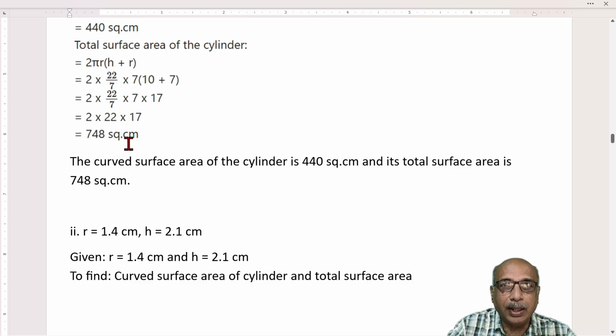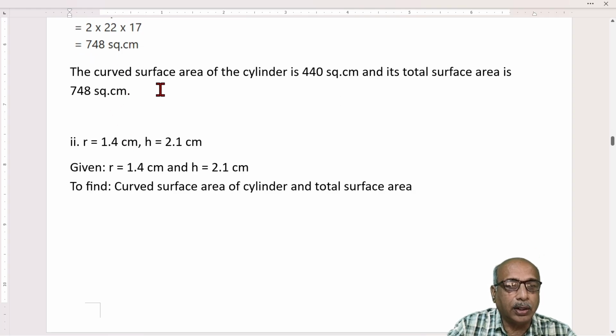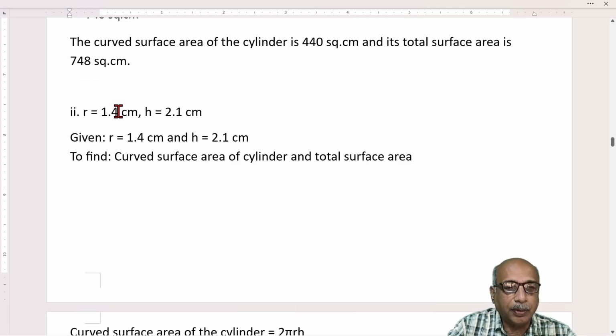Area is given as square unit. Volume is given as cubic unit. Very clear? Area is given as square unit. So the curved surface area of the cylinder is 440 square centimeter and its total surface area is 748 square centimeter. Next problem: radius is 1.4 centimeter and height is 2.1 centimeter.